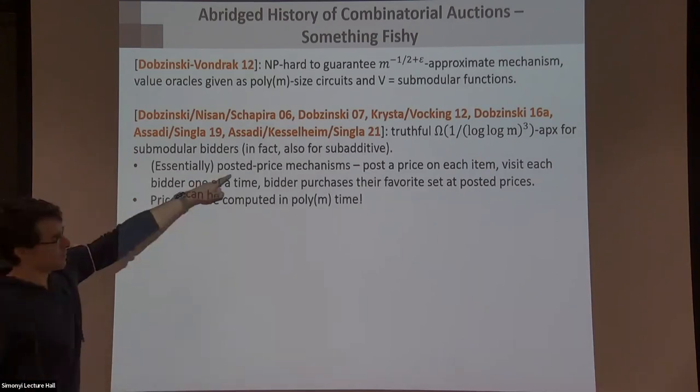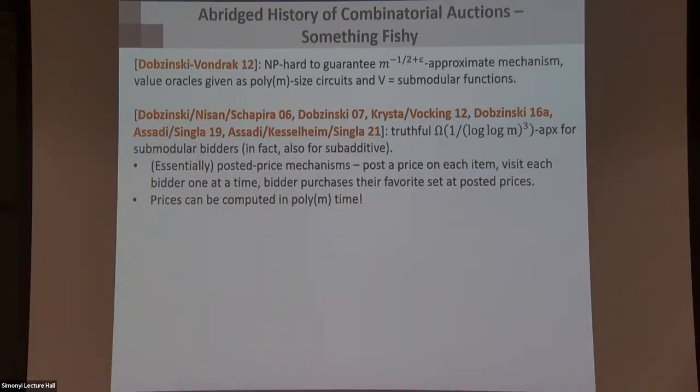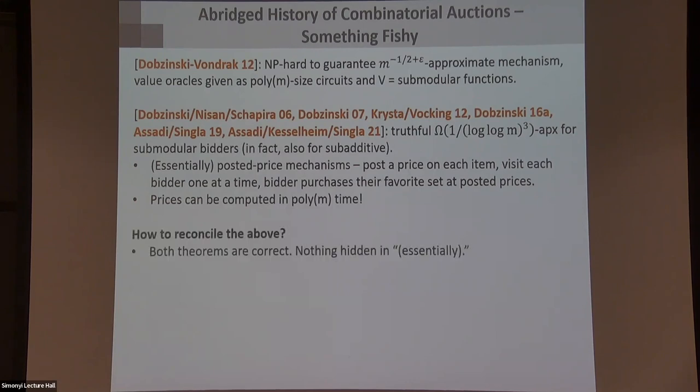Okay, so what are these mechanisms? They're what are called posted price mechanisms. So how do those work? You post a price on each item. So item one costs $10, item two costs $13, whatever. You go to bidders one at a time. You say, what set of items would you like to purchase? You can pick any set of remaining items you like. You're going to get that set. You're going to pay the sum of the prices. And then you just do this for each bidder. These prices can be computed in poly time. They're not exactly posted price mechanisms. There's a little bit of work to find the prices, but this is really what's going on. And so they can be computed in polynomial time from the valuation. Fantastic.